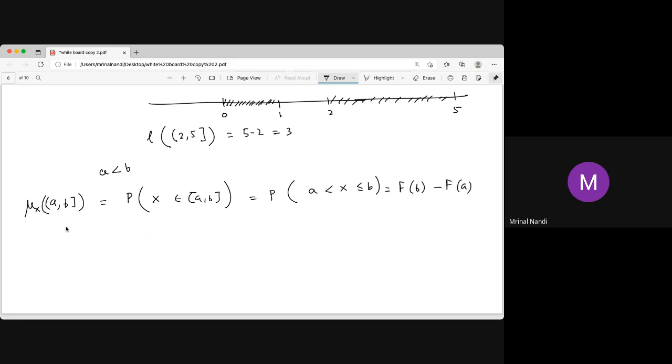So one can ask what is the probability measure of this type of half open, half closed set. And once you say it is just F(b) minus F(a), we need a sigma algebra to define this. Now we need this probability measure on the sigma algebra, and the smallest sigma algebra where these half open, half closed sets are there, that is the Borel sigma algebra. So this is the probability measure on this Borel sigma algebra.